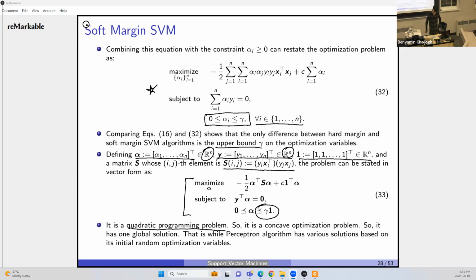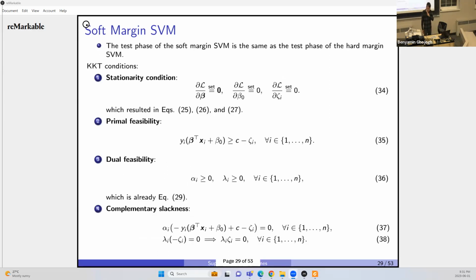We'll find the alphas, and we can put the alphas into the betas to have a test phase. But before that, let's again discuss the KKT conditions, and you'll see interesting insights. By the way, the test phase of soft margin SVM is the same as the test phase of hard margin SVM, so I'm not going to talk about it again. The test phase is the same, but the optimization was different.